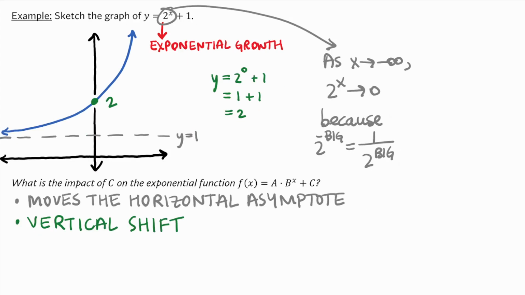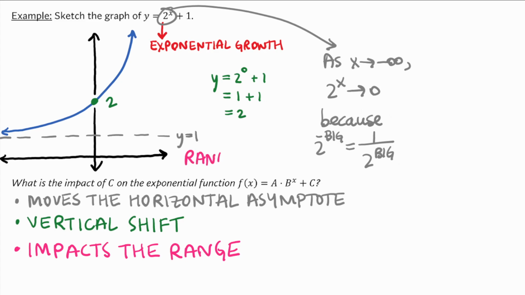But another thing that's happening here is it's going to impact the range in a way that that multiplier a does not. So on this graph, the range of the function is y is greater than 1, right? Because y equals 1 is a horizontal asymptote, or because 2 to the x plus 1 is some positive number plus 1, which is always going to be bigger than 1. So over here, the range of our function is going to be y is greater than 1. And that's because of the plus 1 right there, that value of c.